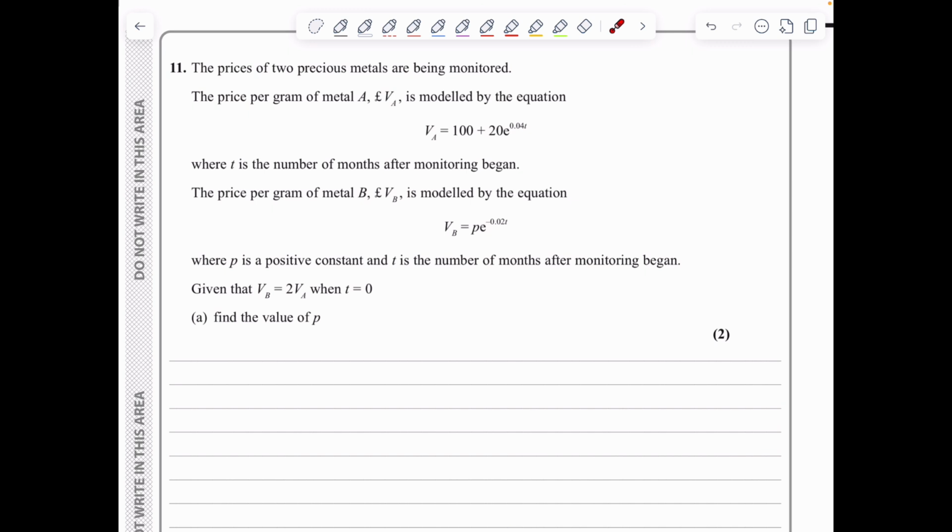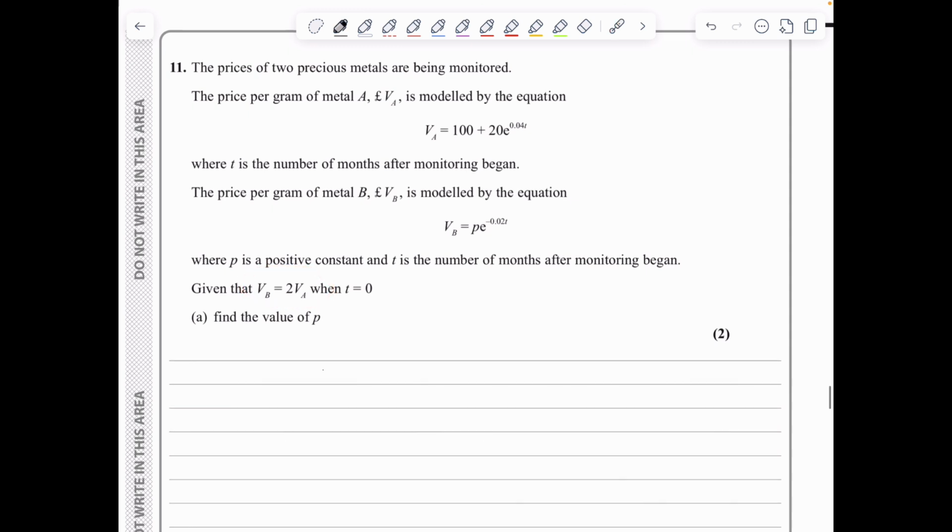In question 11, we've got the prices of 2 precious metals being monitored. Now the price per gram of metal A is given by this expression here, where t is the number of months after the monitoring began, whereas the price per gram for metal B is given by this equation here. P is a positive constant. We are told that V_B is 2V_A when t is 0, and we need to find the value of P.